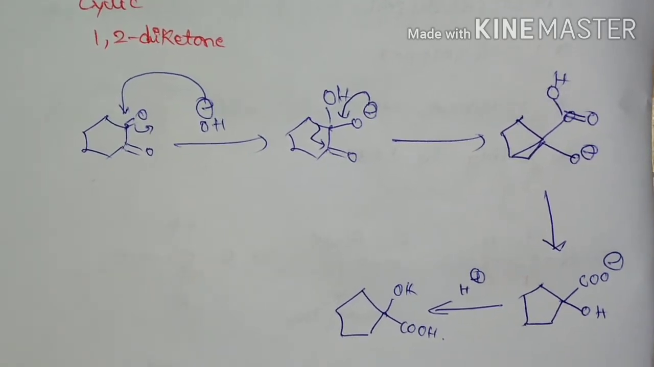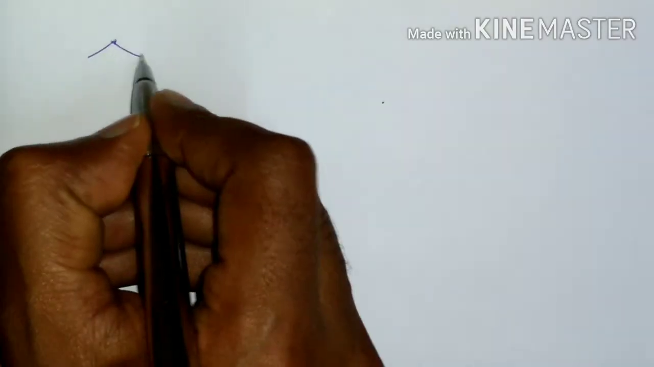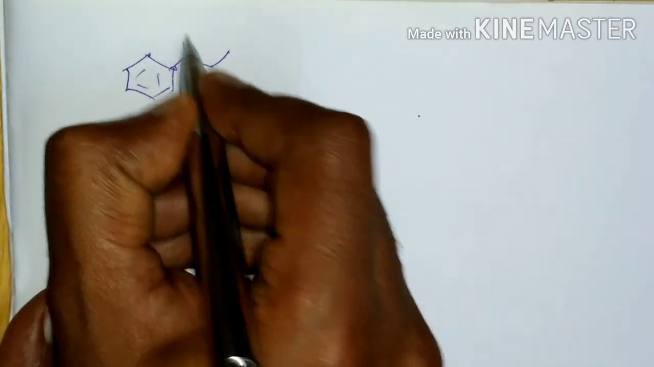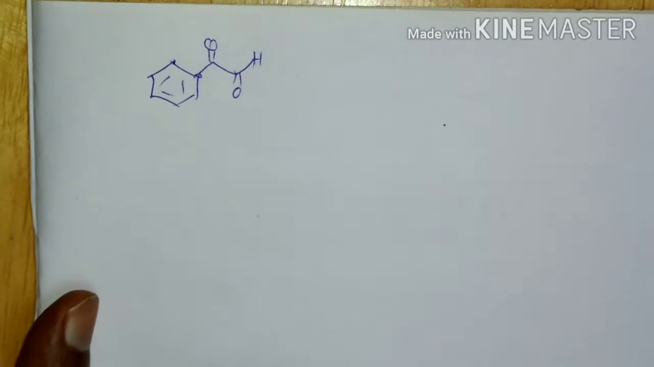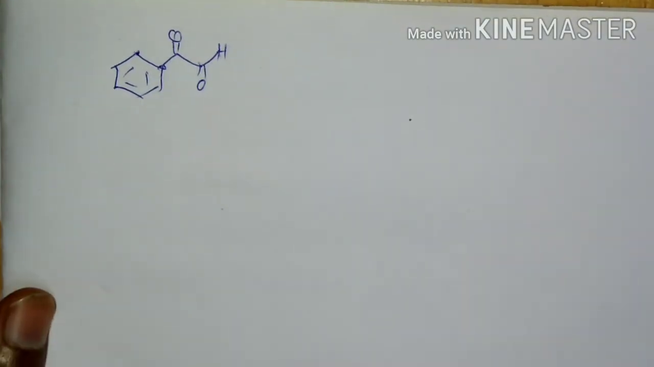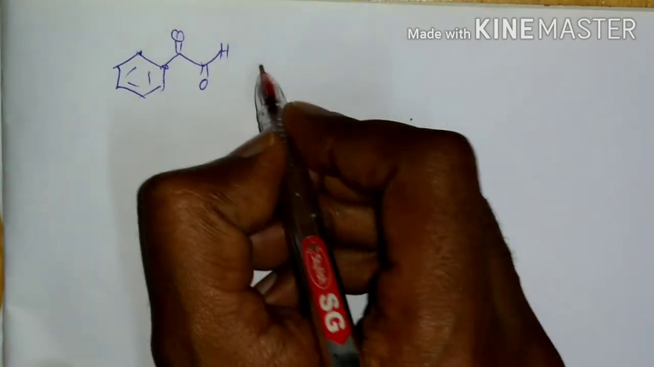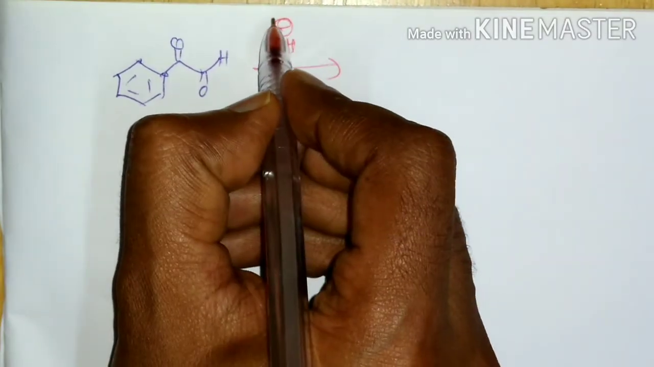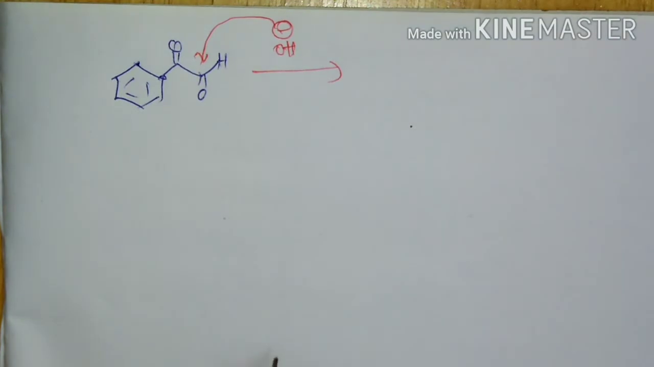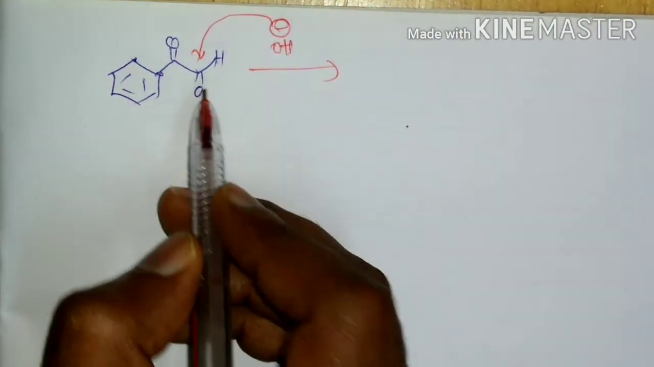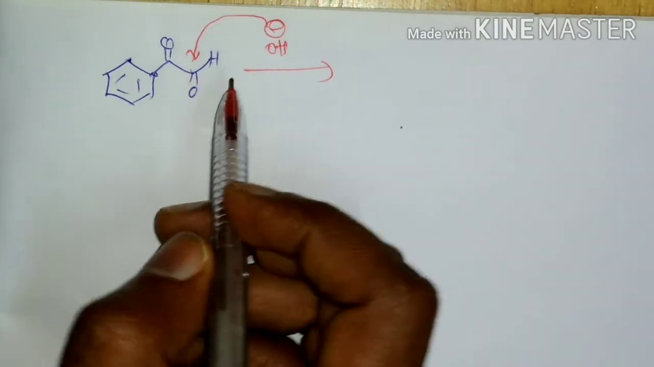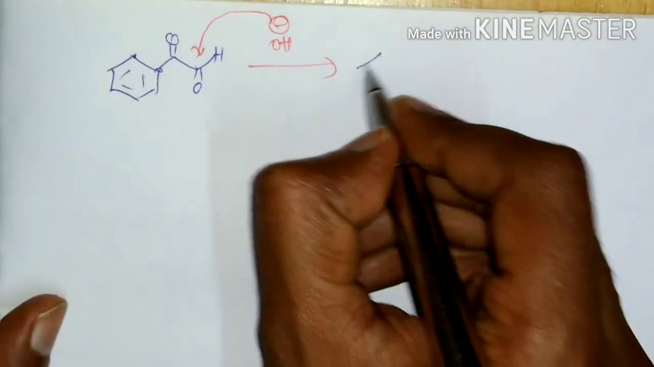So this is the case of a cyclic 1,2-diketone. What happens if we take an alpha keto aldehyde? Are you going to get the same product, or is there any possibility of rearrangement if it is treated with hydroxide ion? Yes, it will also undergo the rearrangement. Here the hydroxide ion is going to attack the carbonyl carbon of the aldehyde, because it is less sterically hindered and highly reactive, and it is going to form a tetrahedral intermediate.